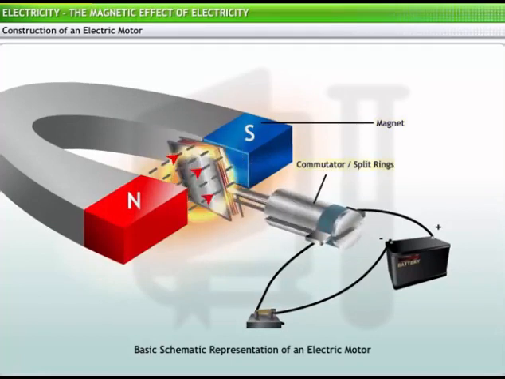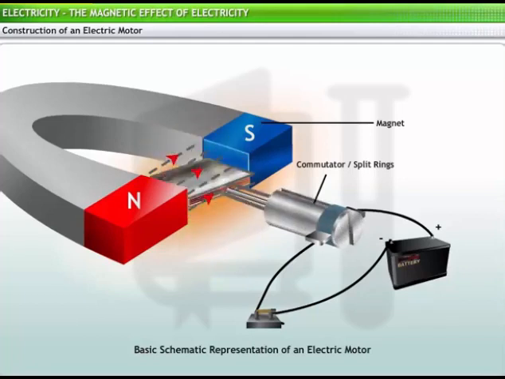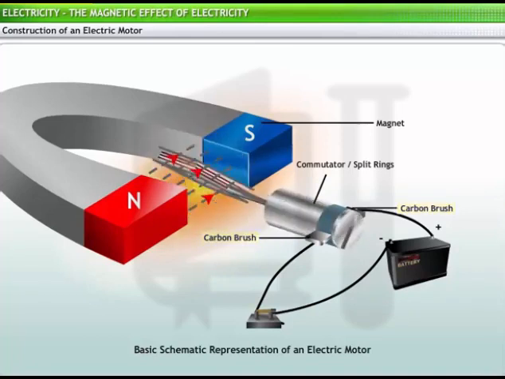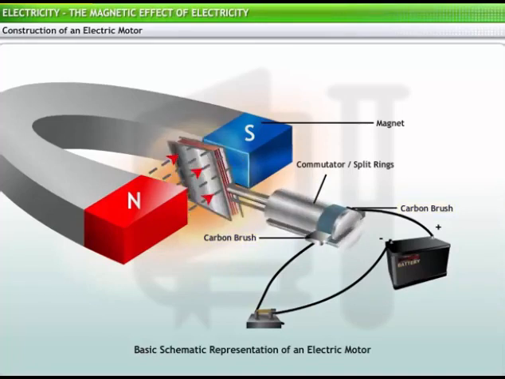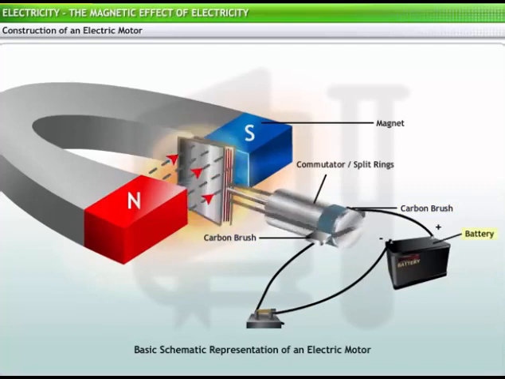A commutator, which is a metal ring split into two and is also referred to as split rings. This commutator is connected to the two ends of the coil. The shaft passes through the center of the commutator. 2 carbon brushes tightly fixed to the 2 split rings, connecting them electrically to the coil. A battery that provides electrical energy to the motor.